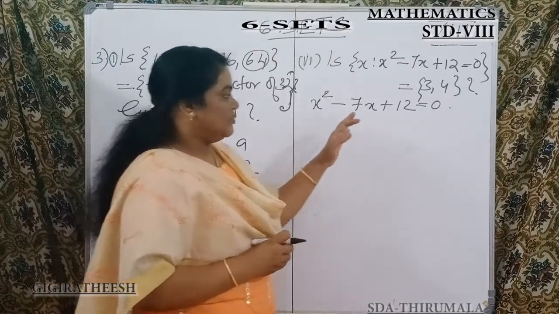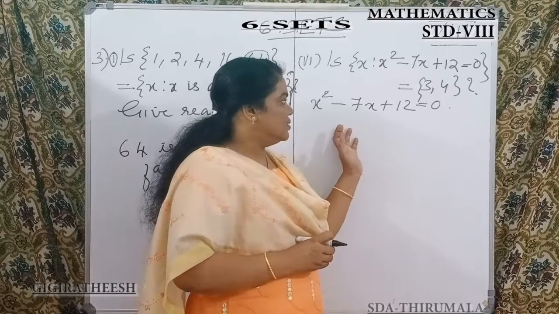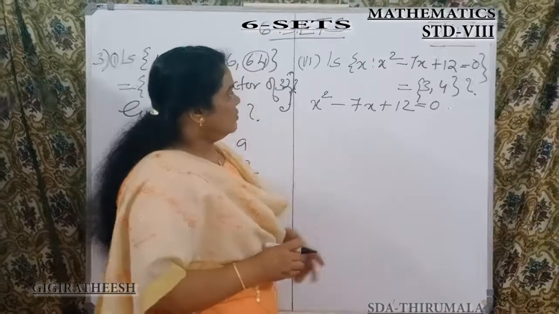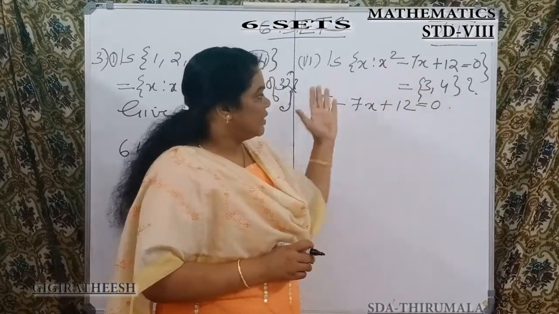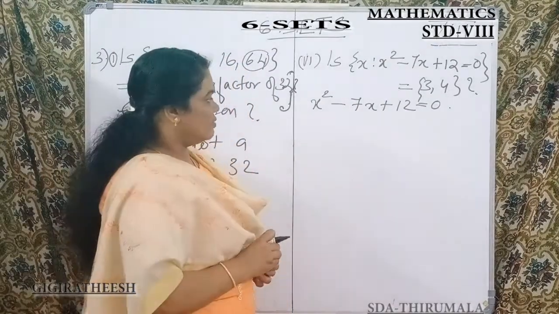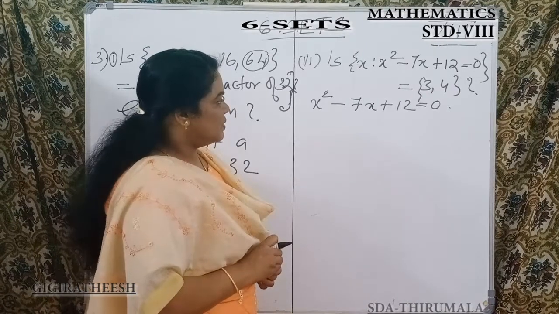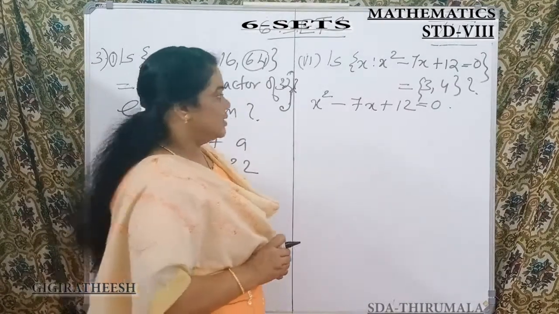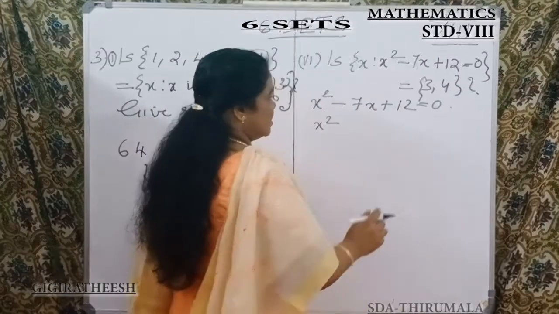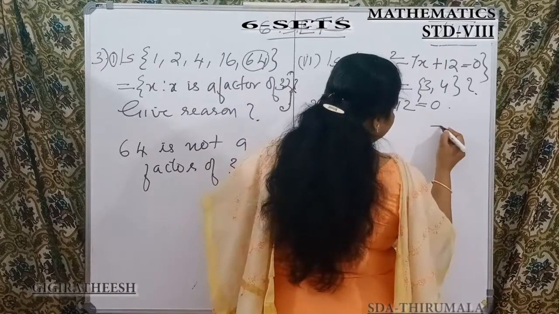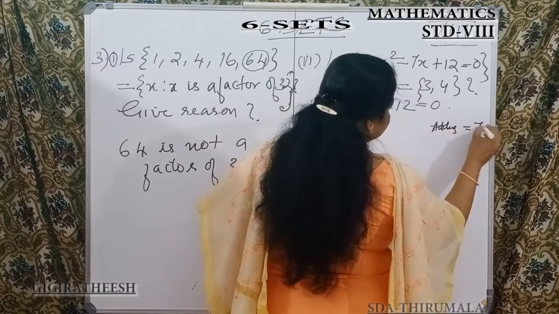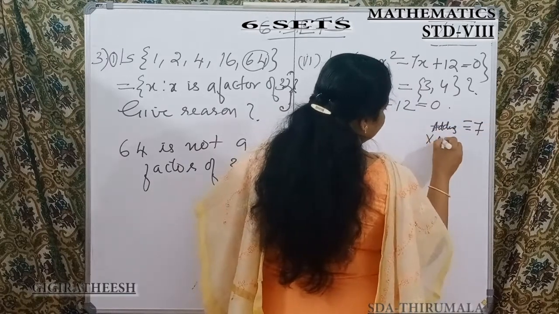We know that there are factors for a second degree equation, and here the question is whether 3 and 4 are the factors of the second degree equation. How can we solve a second degree equation? By the splitting the middle term method, that is the easiest one. How can we split this? When we add, we need minus 7, and when we multiply, we need 12.